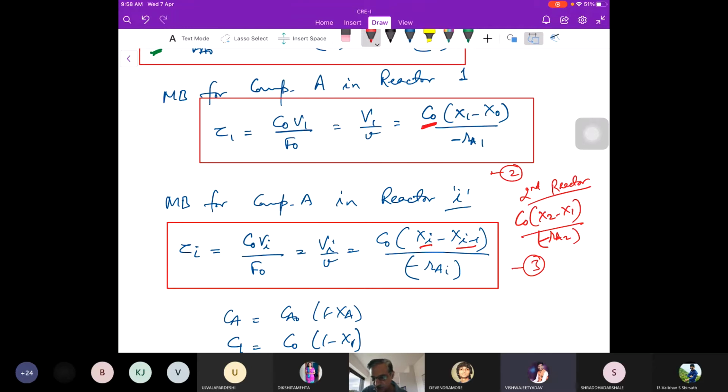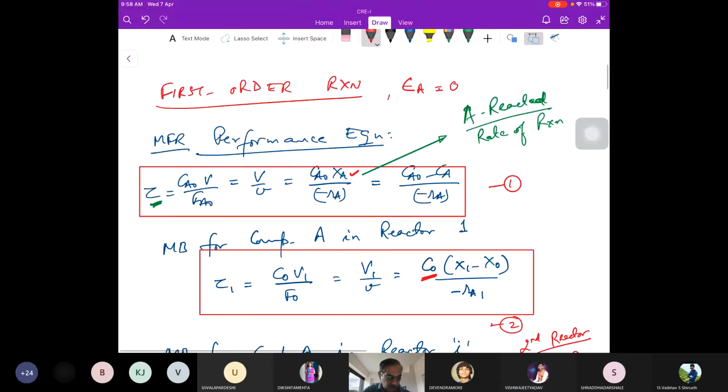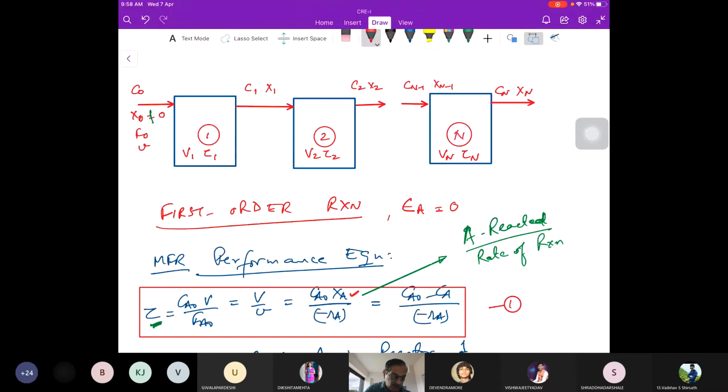ये पहले भी एक बार हमारा डिस्कशन हुआ था। अगर हम ओवरऑल कन्वर्जन देख रहे होंगे तो x1 की जगह x0 आएगा क्या? नहीं, for that particular reactor conversion is x2 minus x1. If I take the second reactor, x1 is the inlet conversion, outlet is x2, and this conversion is always based on feed.